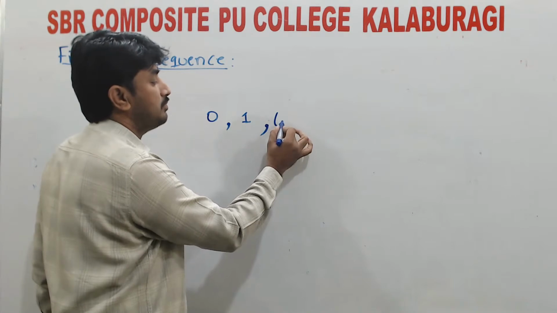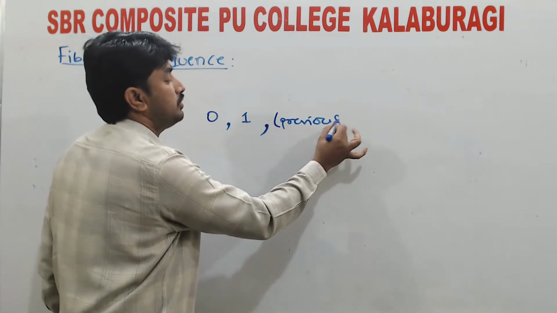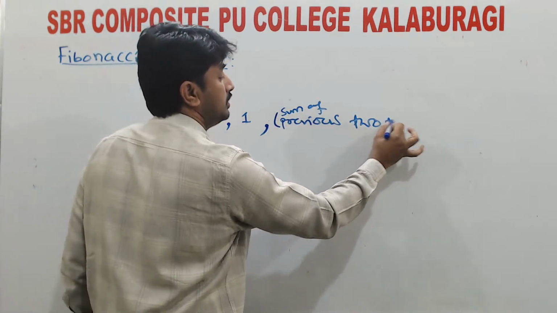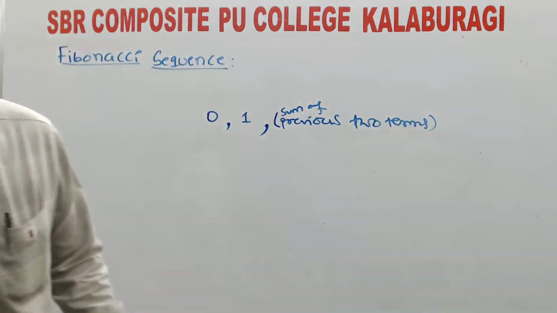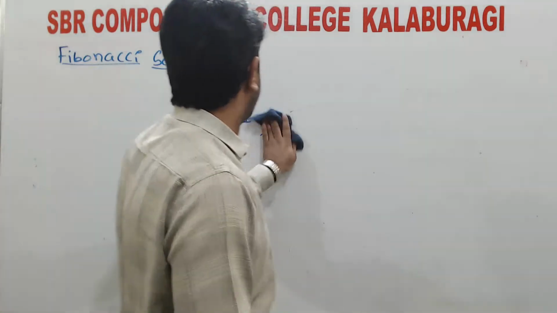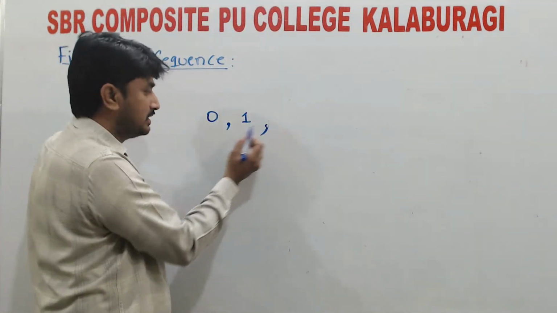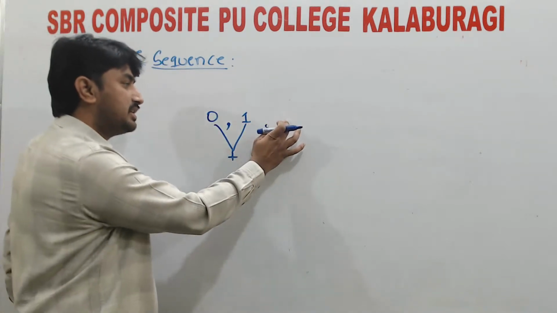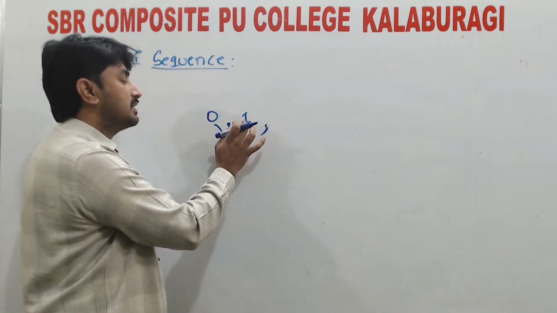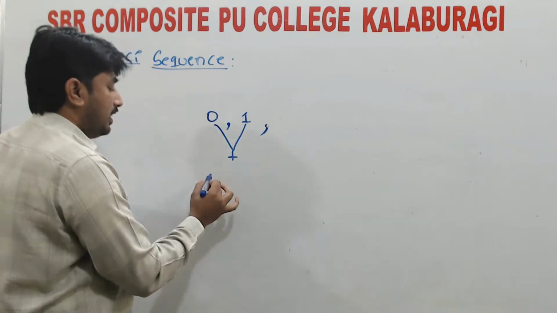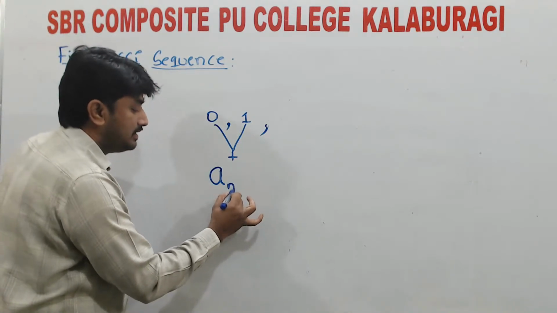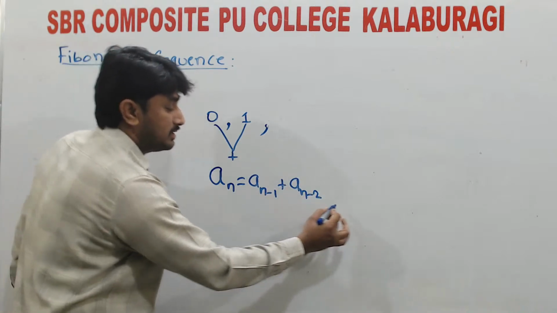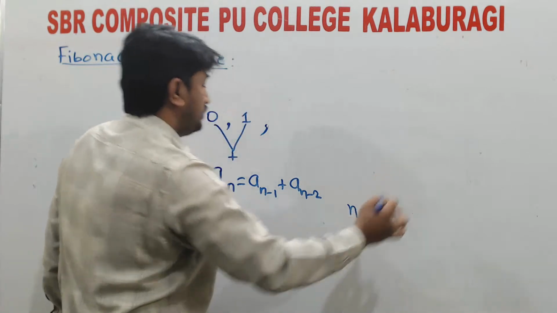the sum of the previous two terms. It means I will write here, see here, the next term value is the sum of these two terms. It means each term is equal to the sum of its previous two terms. I will write its condition: a_n is equal to a_(n minus 1) plus a_(n minus 2), always n greater than or equal to 2.